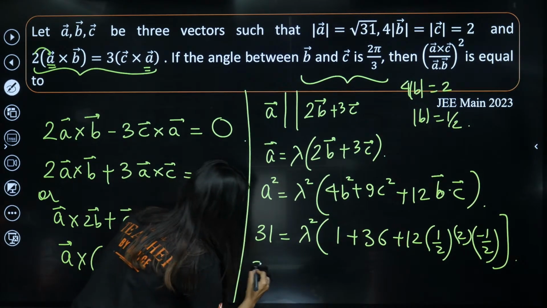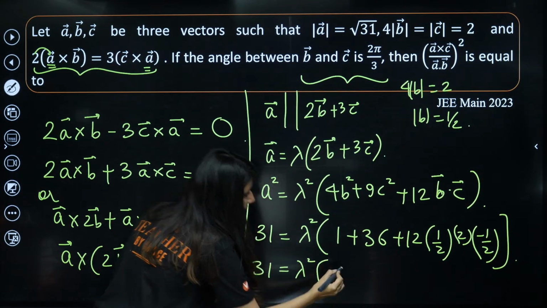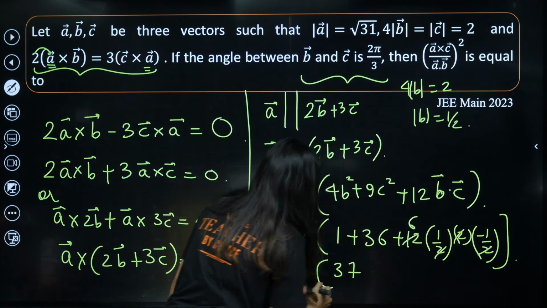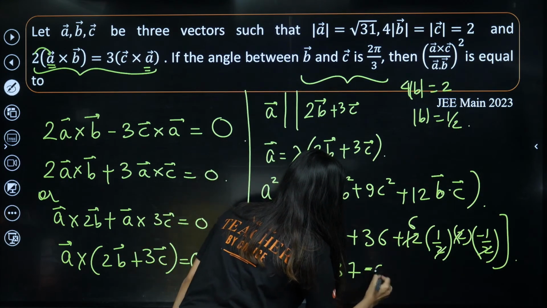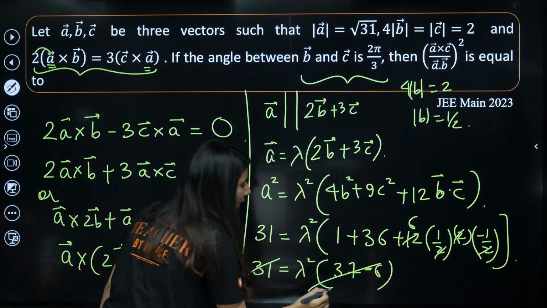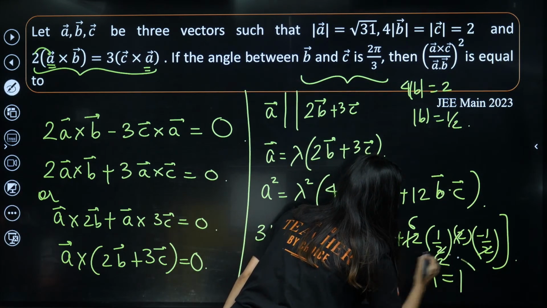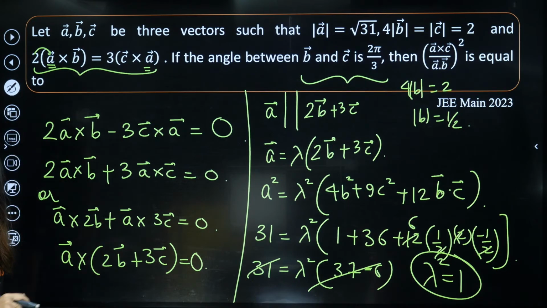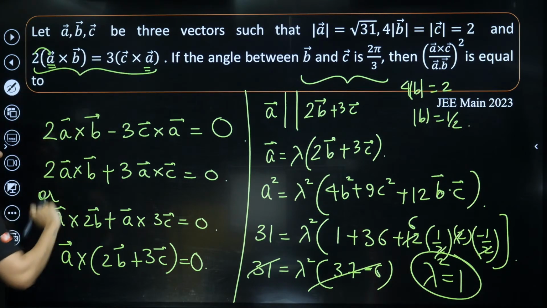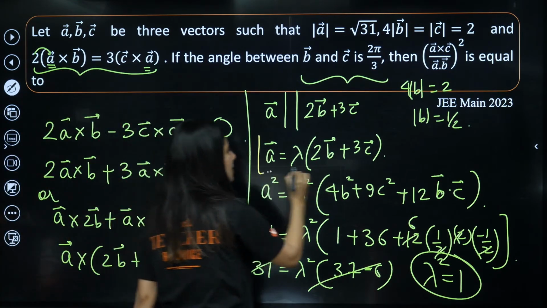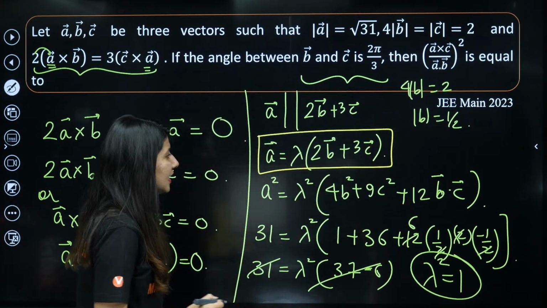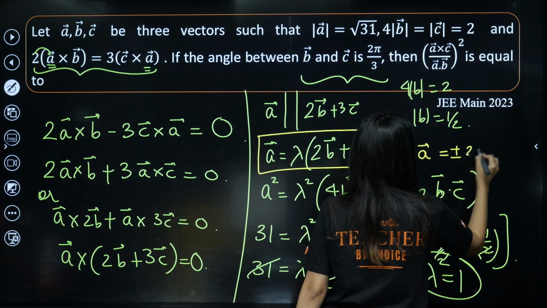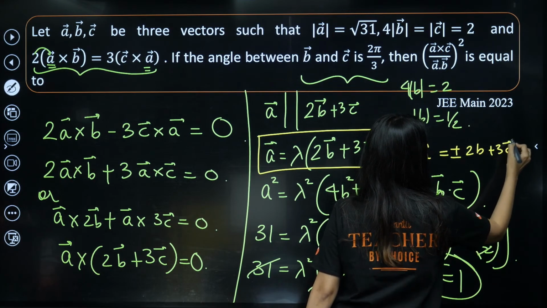So you can clearly see 31 is equal to lambda square times 37 minus 6. 2 and 2 are gone, this would be 6. So this would be 37 minus 6. Can you see 37 minus 6 is 31? So lambda square is coming out as 1. Can you see that? Lambda square is coming out as 1. What does that mean? That simply means that your A vector is equal to plus minus 2B plus 3C.